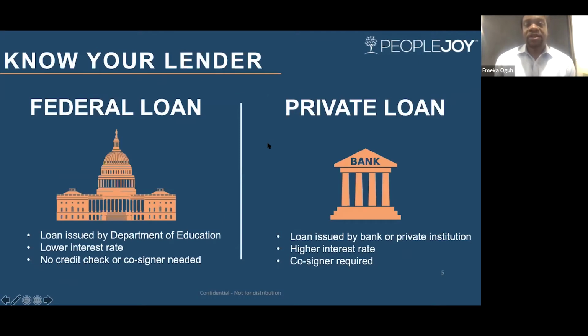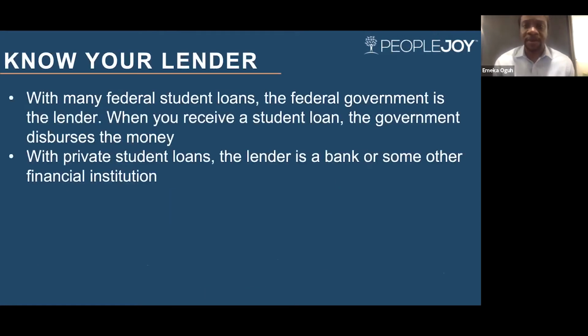Then we want to talk about knowing your lender. So as I mentioned, with federal loans, the lender is the Department of Education. Typically with a federal loan, you have a lower interest rate and there's no credit check or cosigner required for the federal loan. With private loans, these are loans given to you by a bank or private institution. They generally will have a higher interest rate, and if you don't have a credit history, a cosigner is going to be required with that loan.